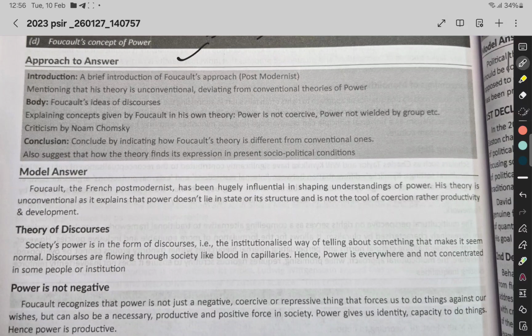Foucault, the French postmodernist, has been hugely influential in shaping our understanding of power. His theory is unconventional as it explains that power does not lie in the state or structure, nor is it a tool of coercion, but rather of productivity and development.